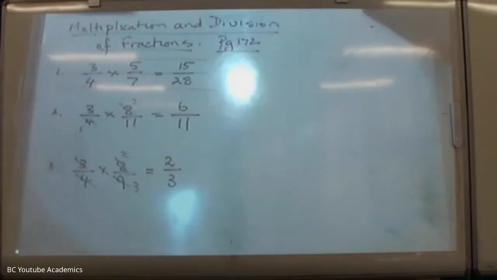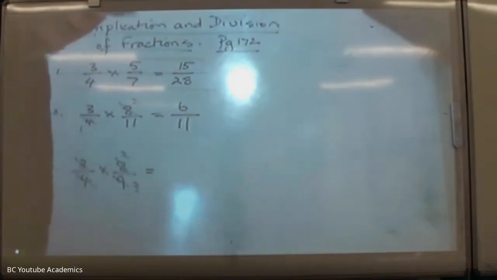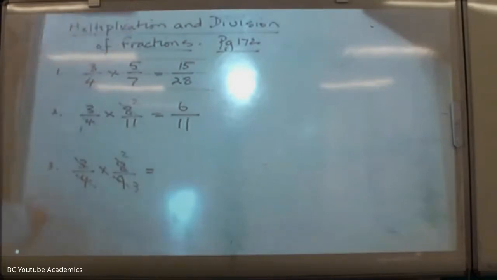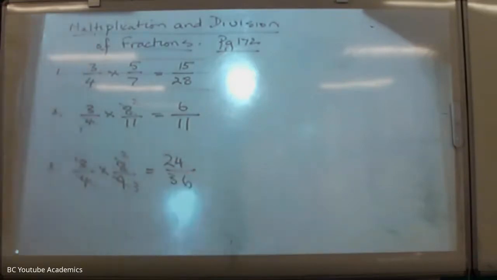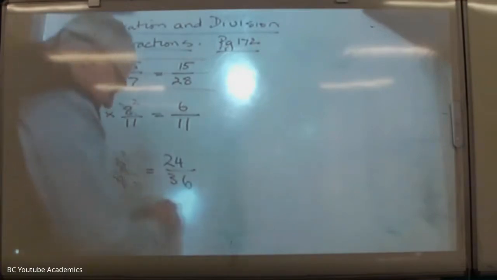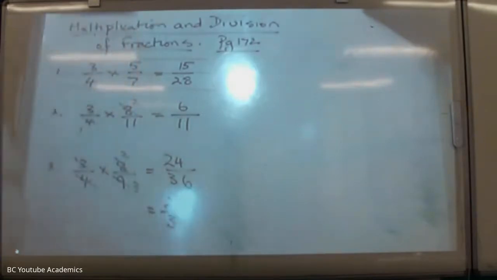Notice that if we had not cancelled, we might have got this as an answer. If I go back to the original question, I would have had 3 times 8 is 24, over 4 times 9 is 36. And I would now have had to say to myself, what can I do to the 24 and to the 36 to simplify that? I would have to use my knowledge that 12 goes into both of these numbers, and 12 goes into the top 2 times, and into the bottom 3 times. And I would have got the same answer.